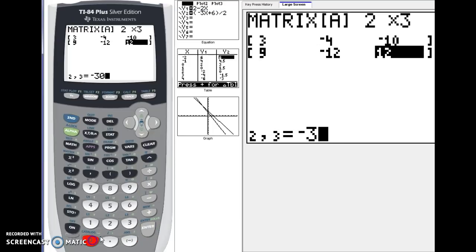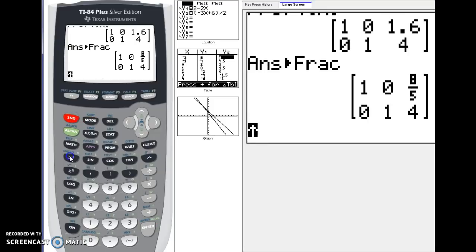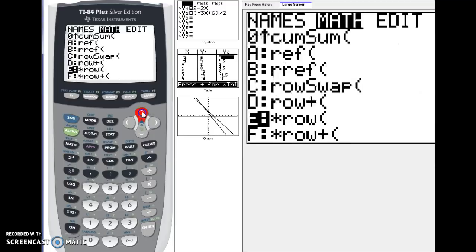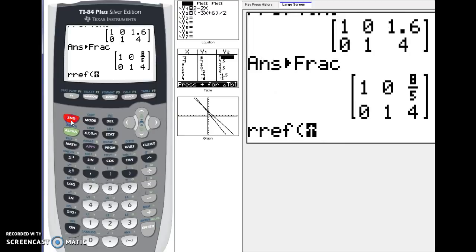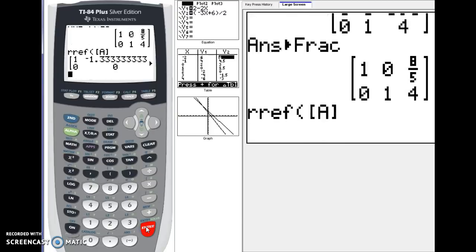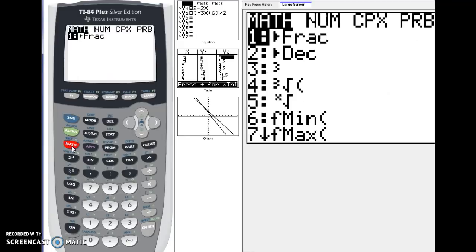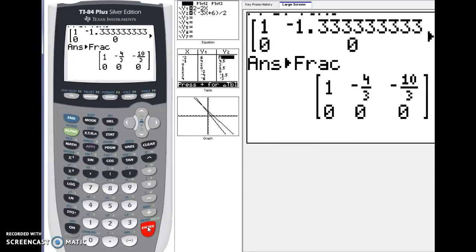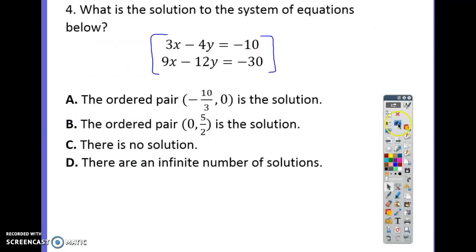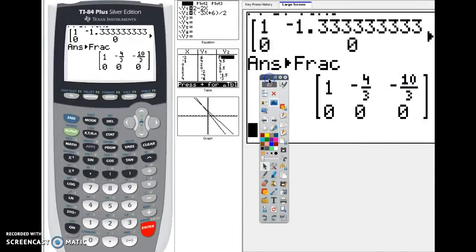negative 30. Second quit, second matrix, math, RREF, enter 1 time, second matrix, enter, enter, it gives you fractions, math, enter, enter, and this is what you got. It gave you all zeros at the bottom.